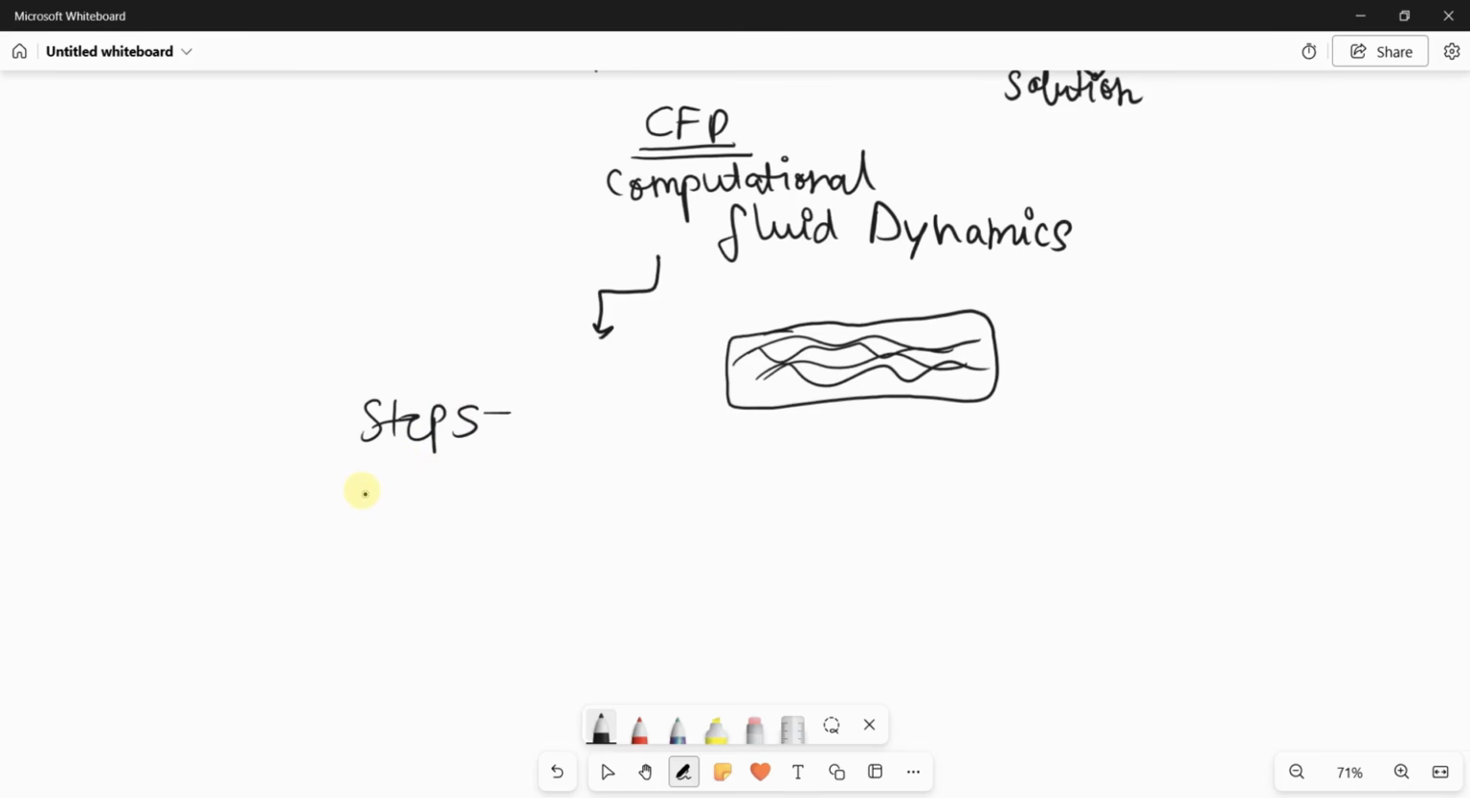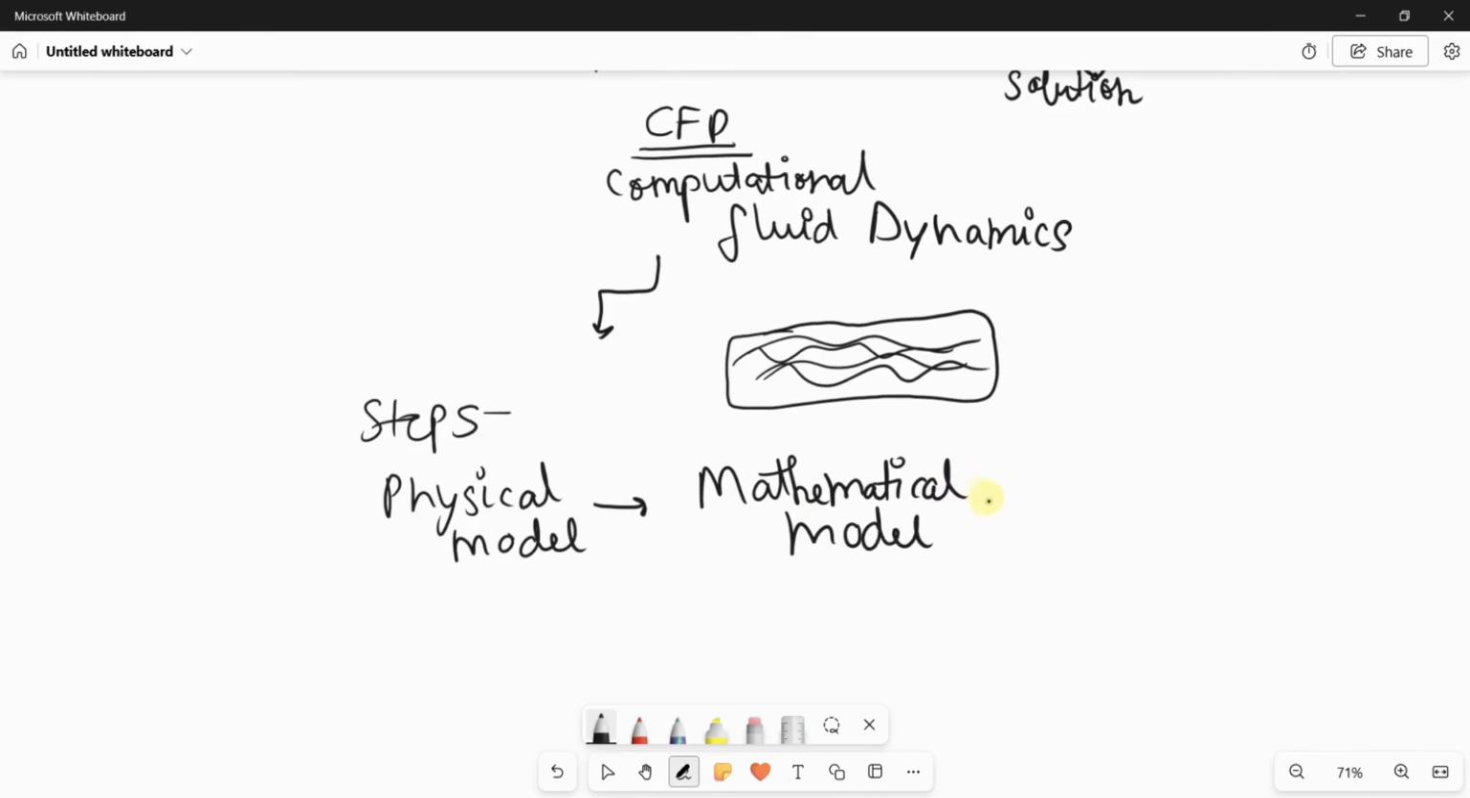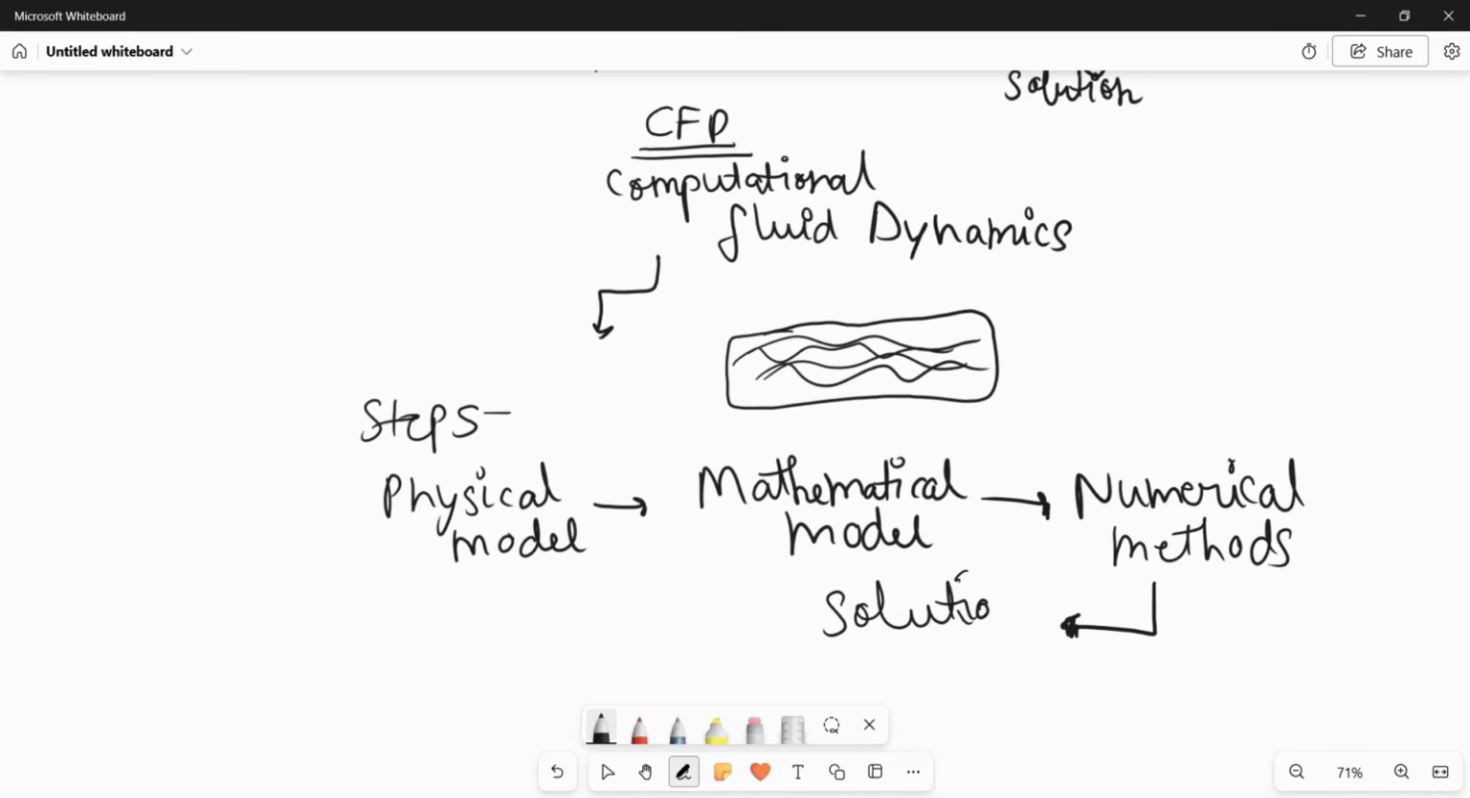Number one, you first make a physical model of the problem. Then you go to a mathematical model, and then you go to numerical solution. You use numerical methods, and then you finally converge into a solution, right?